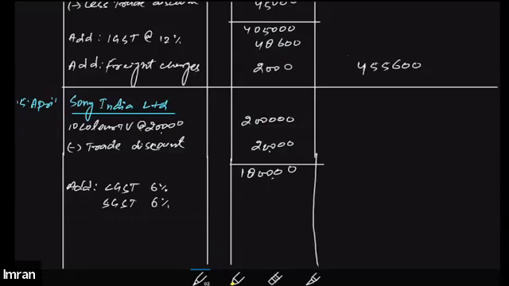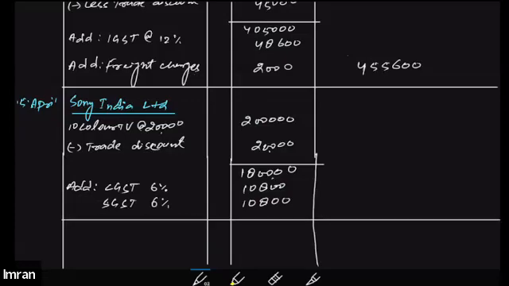Right. So 6% of 1,80,000 is 10,800. Right, everyone? Now we will total this. And by totaling this, we will write the total amount in the final column. 1,80,000 plus 10,800 plus 10,800. This will be 2,16,000.